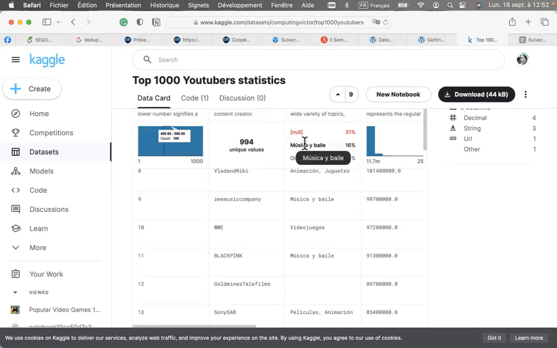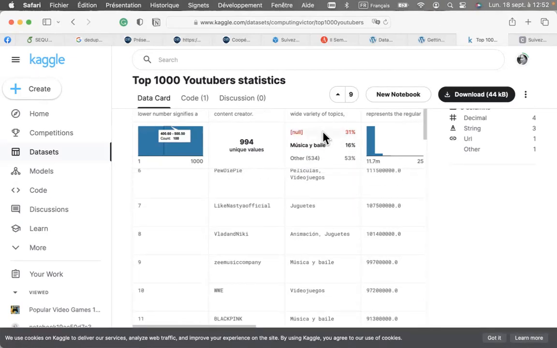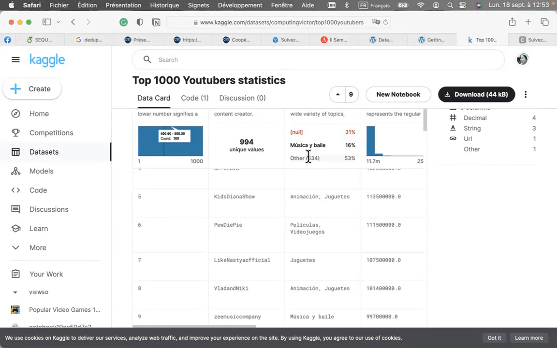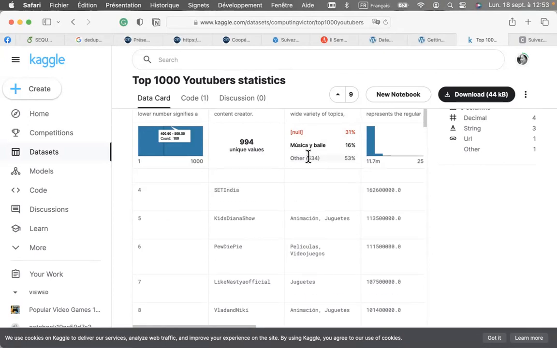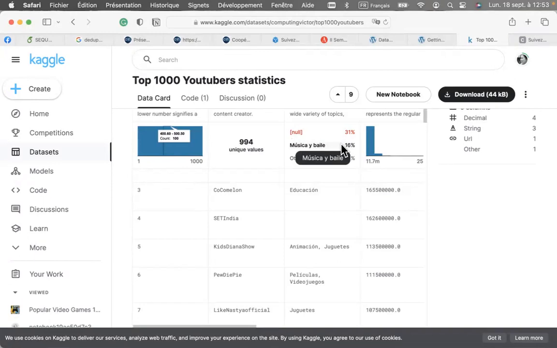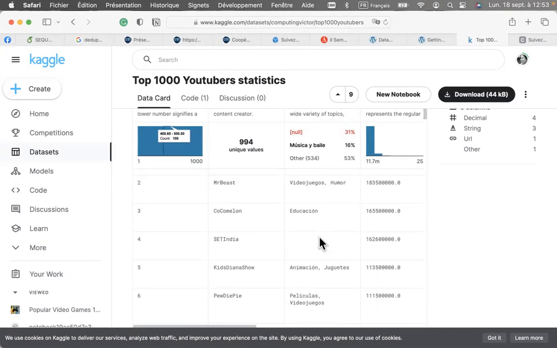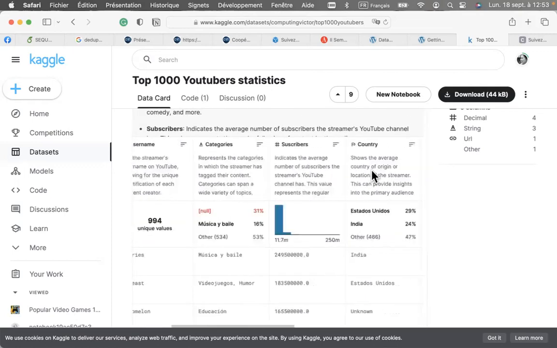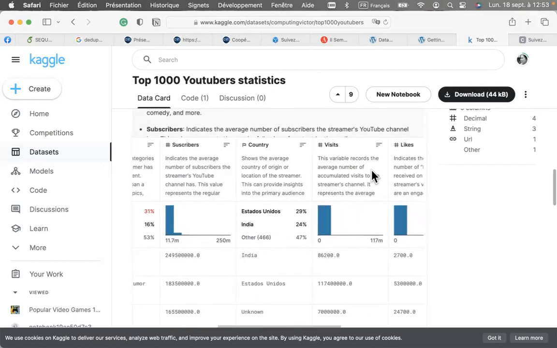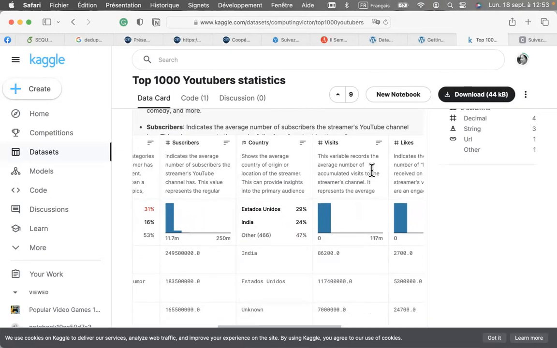Here, for example, it gives you the percentage of null values and the percentage of the different attribute values that it contains. So there is 60% of values saying música y baile, and other values 53%. And there is 31% of the content that is null. So for each row you will have this. So this is the quantitative representation of the content.